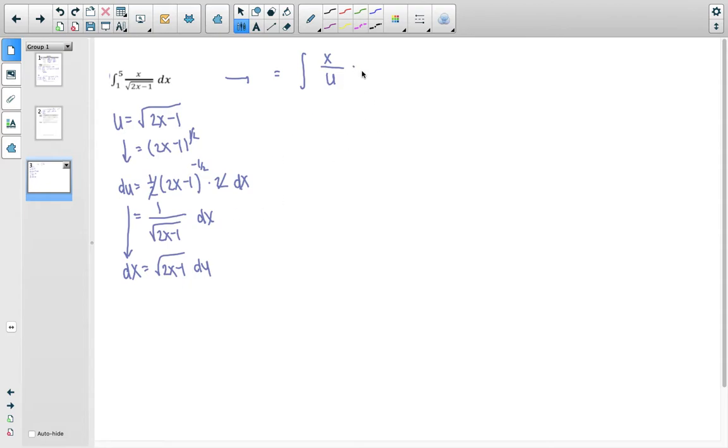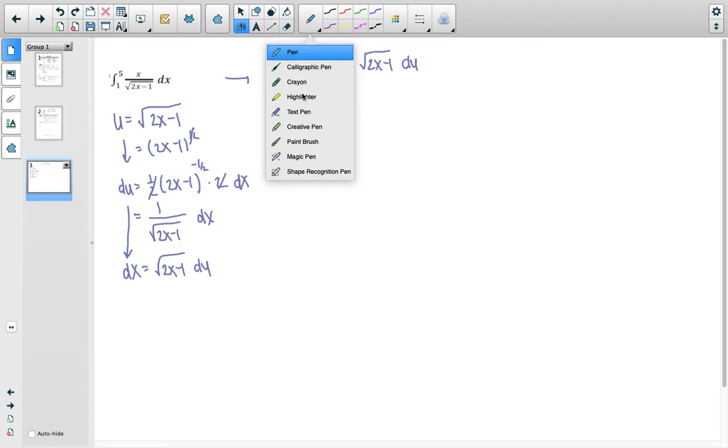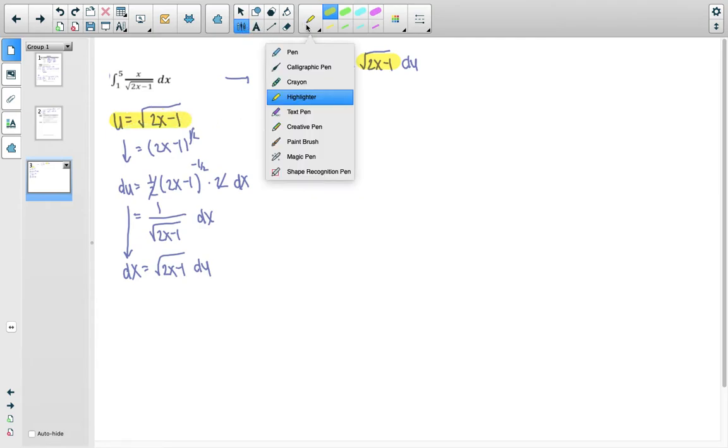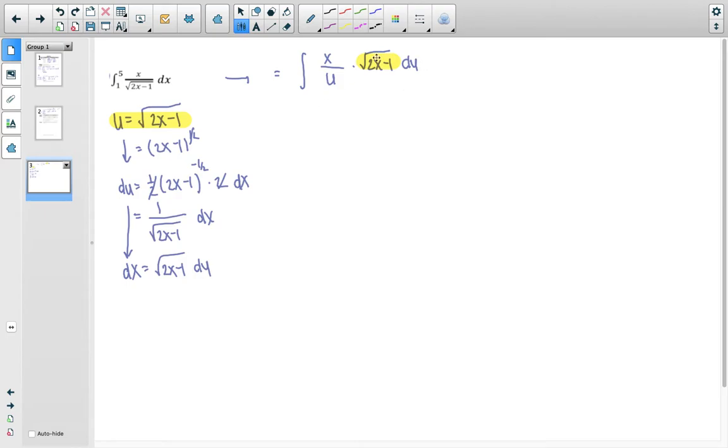Alright, so we multiply by what we're replacing the dx with, which is the square root of 2x minus 1 du. I'm hoping you start to realize something about this 2x minus 1. Well, this 2x minus 1 happens to be what we used as our u. So we're going to put the u in place of that. Okay, so we get x over u times u du. We're putting the terms of u in there because we can't get rid of it with anything. It almost makes this problem more complicated. But with this, we can get rid of the u, and we're left with x du.